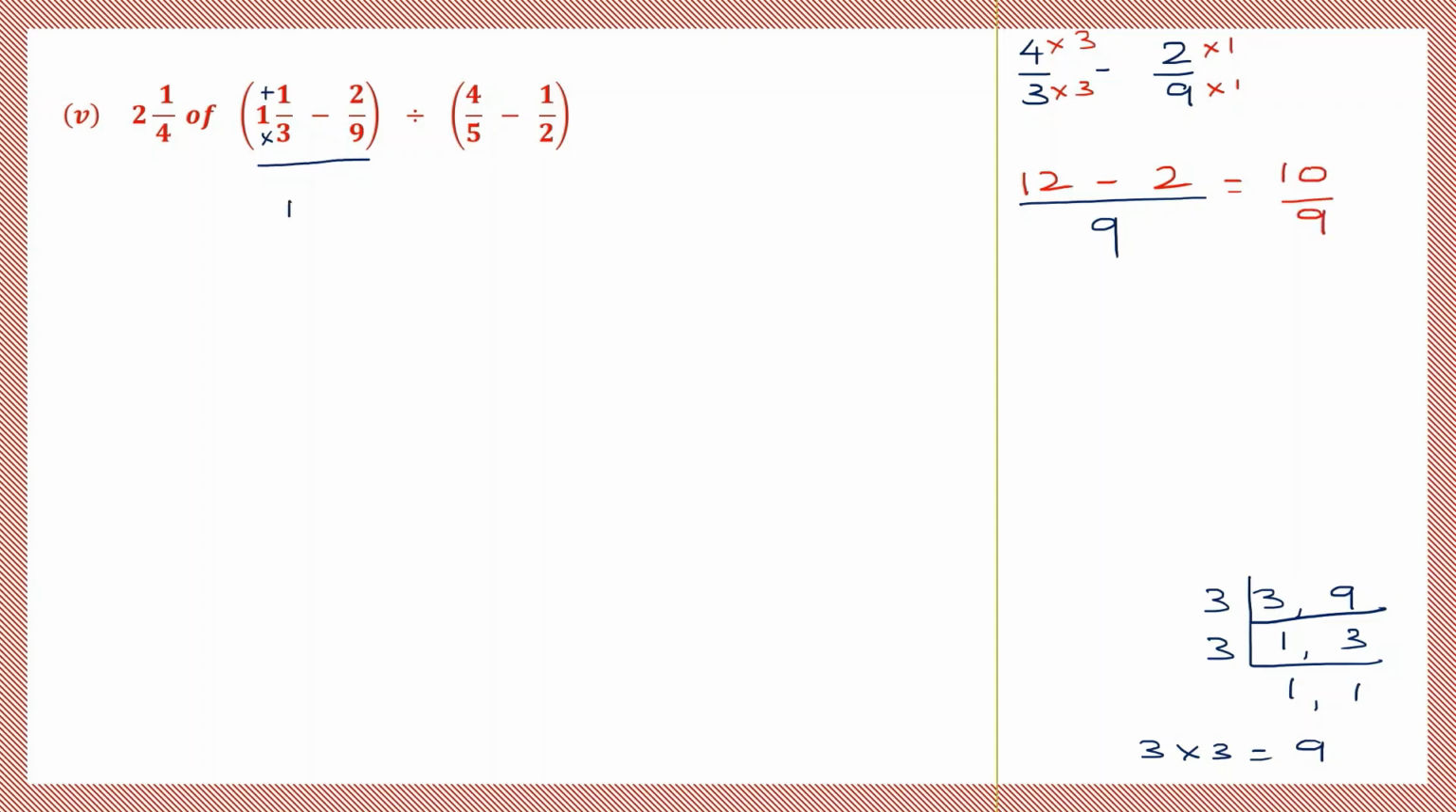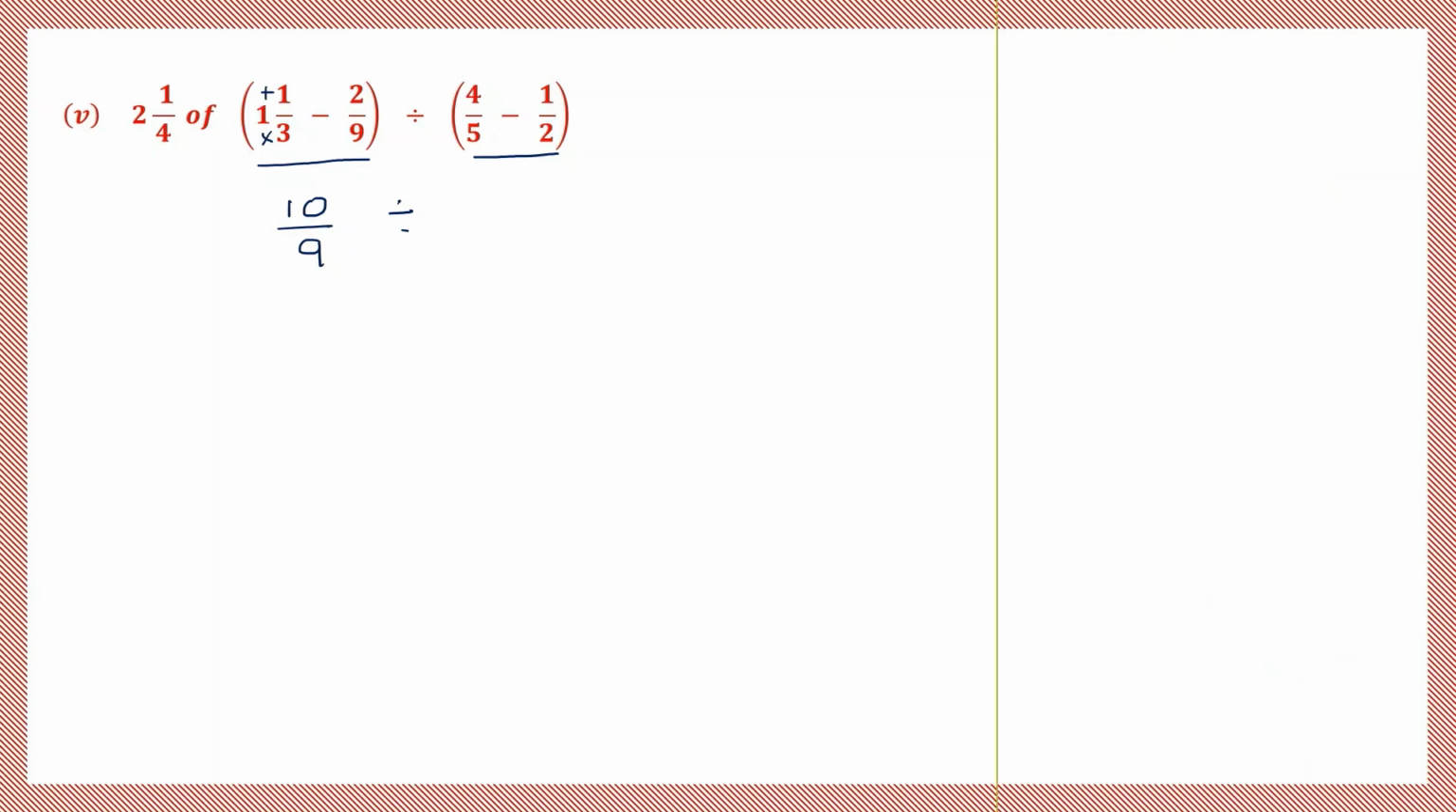So this is 10 by 9 divided by, now let's do this bracket also. So that is 4 by 5 minus 1 by 2. So the LCM of two prime numbers, both are prime, 5 and 2, we just have to multiply. 5 2s are 10. Now 5 into 2 is 10. So 4 into 2 will be 8 minus 2 5s are 10. So 1 into 5 is 5.